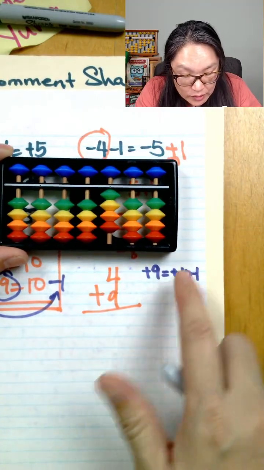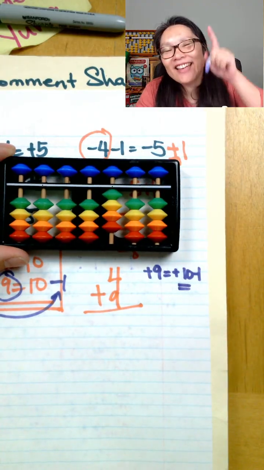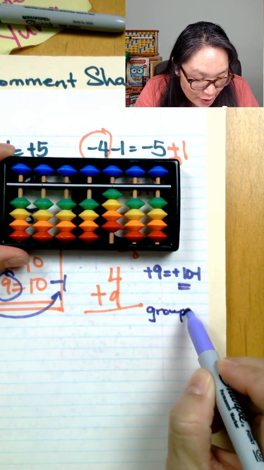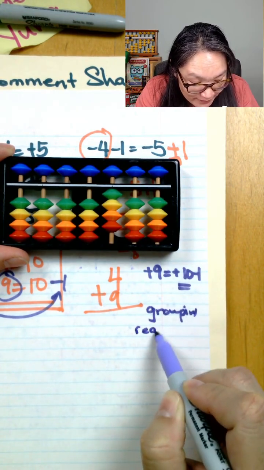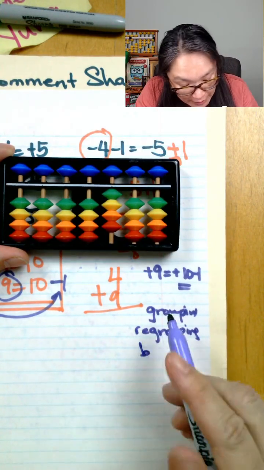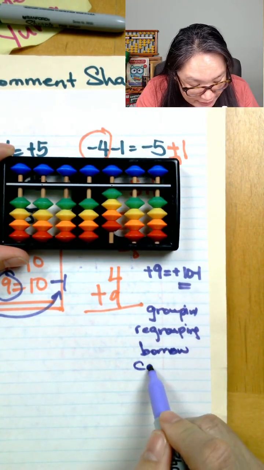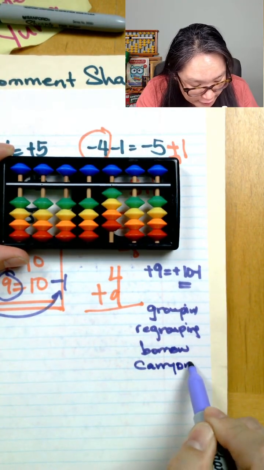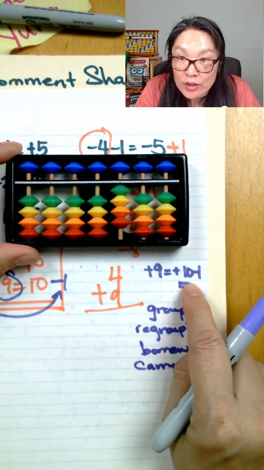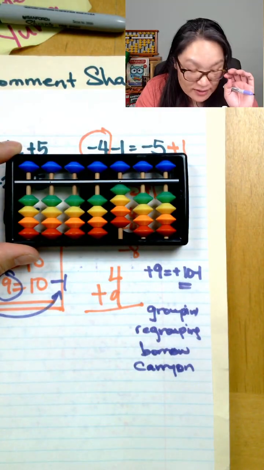So again, what am I going to do? I'm going to plus the 10. This 10, another terminology, could be called grouping. It could be called regrouping. It can be called borrowing if we go backwards, if we go subtraction, or it can be called carry on. What does this mean in Abacus? The only thing that this means is we're going to the next column. That is all it is.